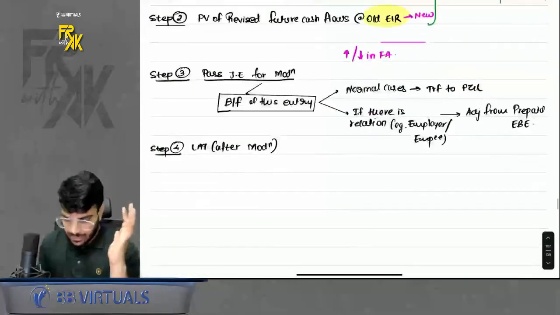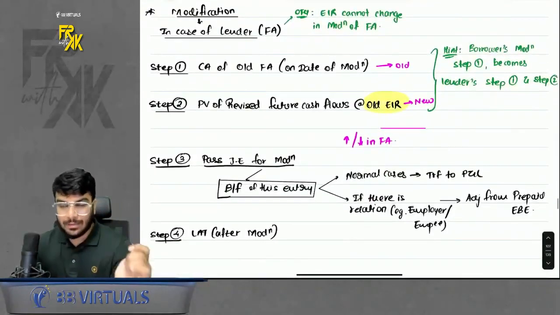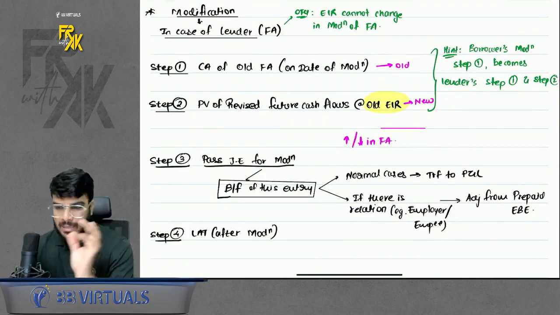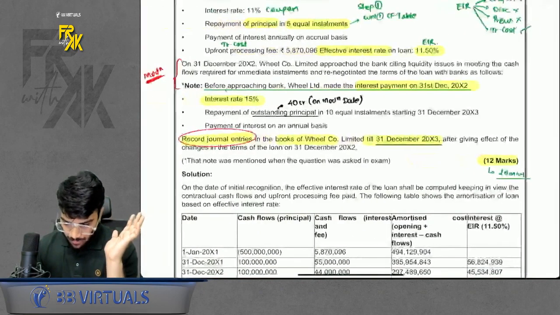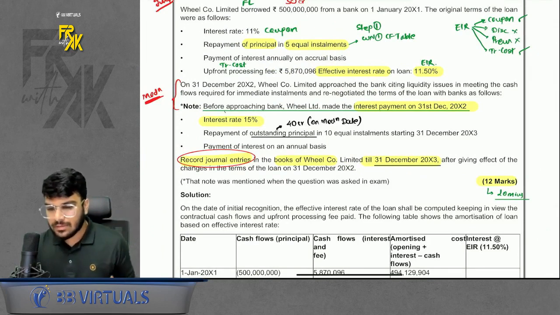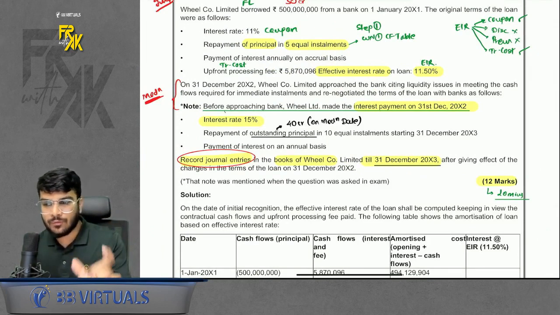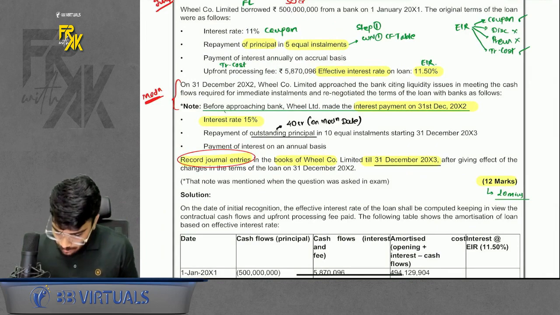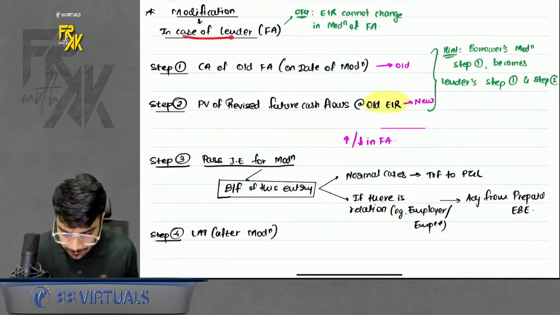Okay, so this is what was asked, a question which can consume a lot of time in the exam if you have not practiced at home. So do practice that part at home as well. So this was done. Okay, this was illustration number 124, and with this we are done with the modification from the point of view of the borrower. Now we will do the modification from the point of view of lender.